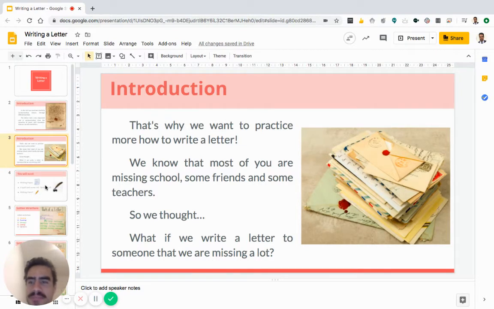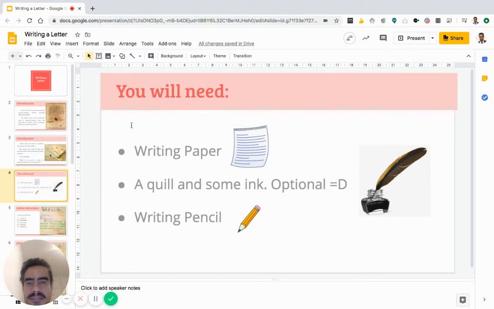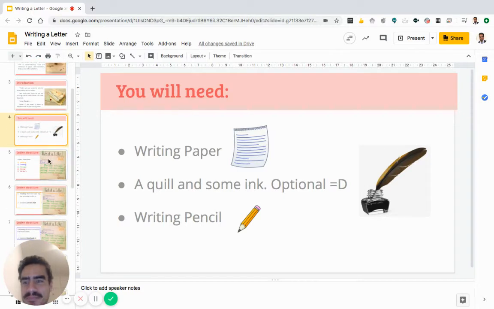Let's do it. So for this activity, you need writing paper. You can also have a quill and some ink, but I put this as optional because I think it might be difficult for most of you to find a quill and some ink like in the ancient times. And I also think it's easier to write with a pencil. So let's enjoy that we have pencils nowadays, right?